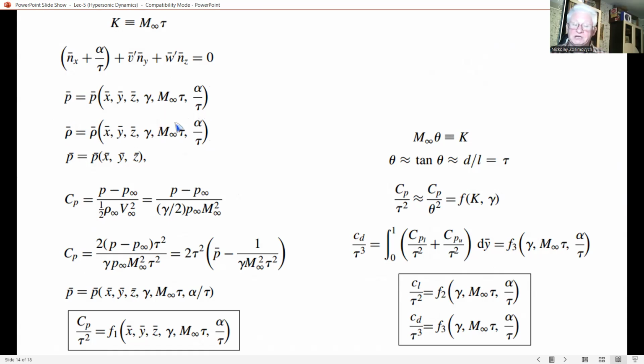Therefore, hypersonic similarity means that if gamma, M infinity tau, and alpha over tau are the same for two or more different flows over affinely related bodies, then the variation of the non-dimensional dependent variable over the non-dimensional space can be written as this expression. And this is clearly the same between the different flows.